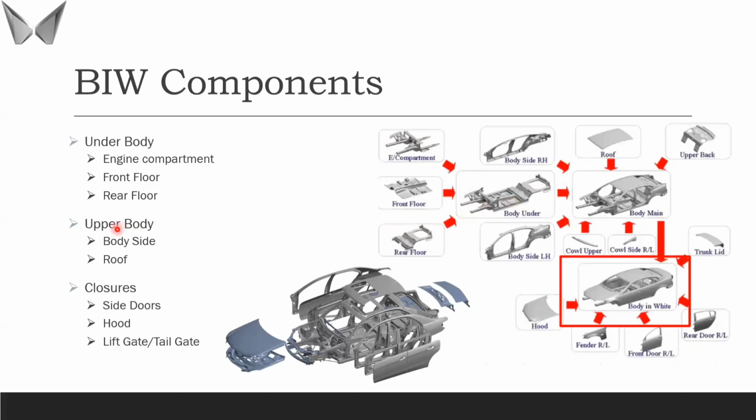The next one is the upper body. The upper body is defined as the body side and the roof. Body side is the exterior left side and exterior right side of the body, and the roof is the top of the body. All these combined together form the upper body components. And closures, as I said, are the door components, which include the side doors, the hood or front bonnet, and the tailgate or trunk lid, whatever it is. All these components combined together are called the closures. Now all these three major components form the body in white for an automotive structure.